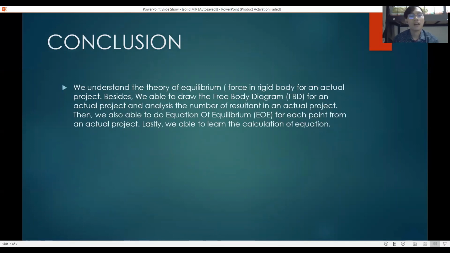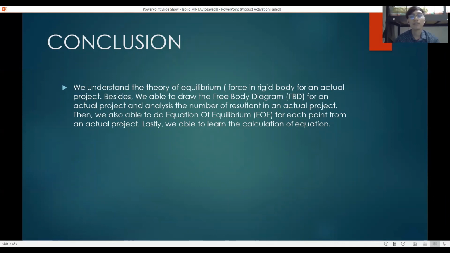And lastly, the calculation. We understand the theory of equilibrium of forces in a rigid body for an actual project. Besides, we are able to draw the free body diagram, FBD, for an actual project and analyze the number of resultants in it. Then we are also able to do the equation of equilibrium, EOE, for each point from an actual project.